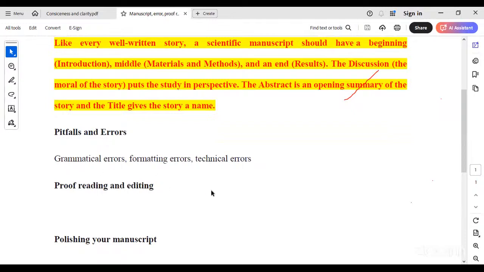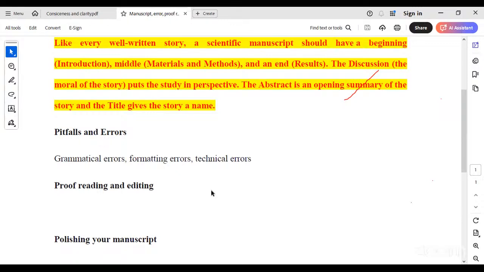Grammatical errors: we should look very carefully to avoid them, and we have some now very famous software. Grammarly is there, Quillbot is there, and other software too, so you can use them. Grammarly and Quillbot are very user friendly. Then the formatting error.